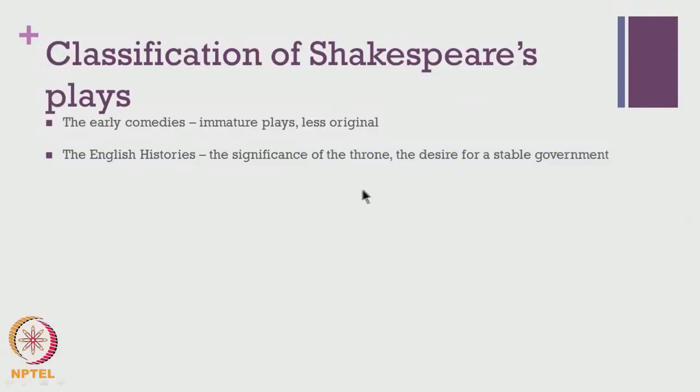And there are these English histories which display the significance of the throne and also a desire for stable government. If we remember, when Shakespeare had entered the dramatic scene in London, Queen Elizabeth was a reigning monarch, and there were a lot of threats to her throne from the Catholic Church and also from many of the other descendants of King Henry VIII. So there was this ongoing tussle for power.